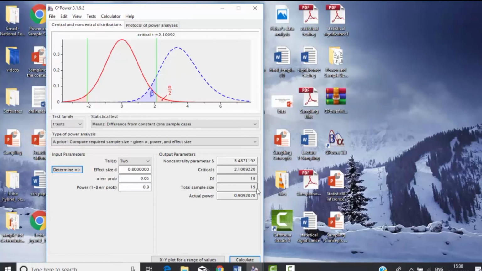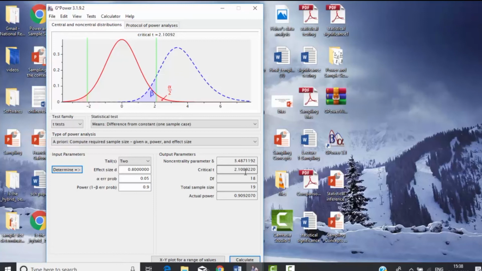For example, we need the power of the test to be 0.90, and the actual power we get is 0.909, which is a little higher. And we can also see the degrees of freedom. It will be 1 less than the total sample size. The critical t value is given as 2.1.